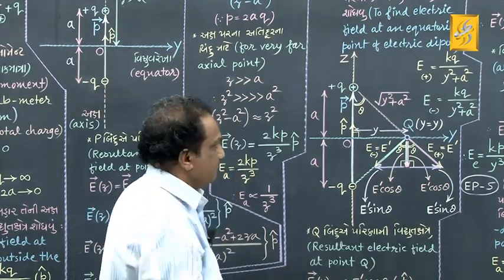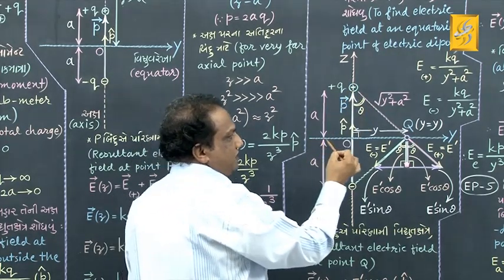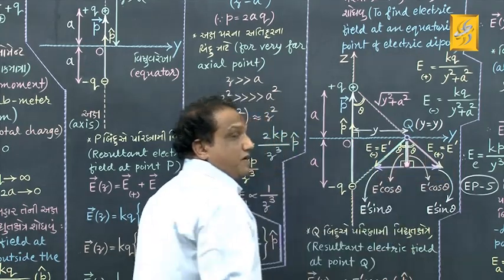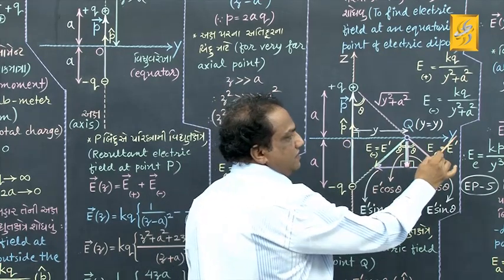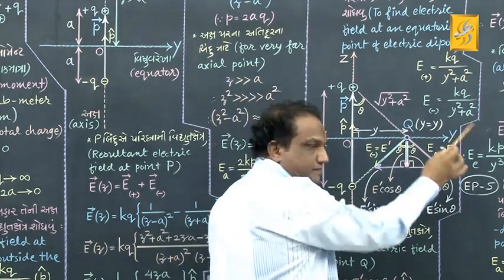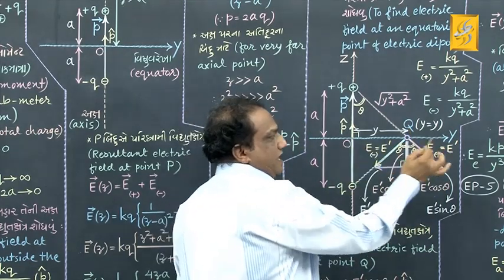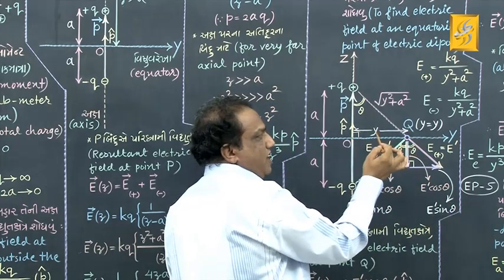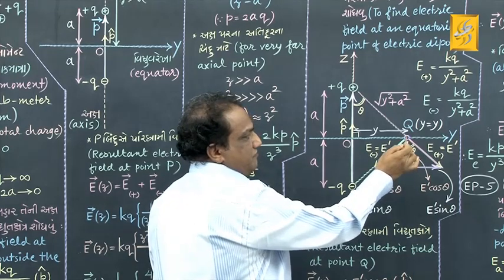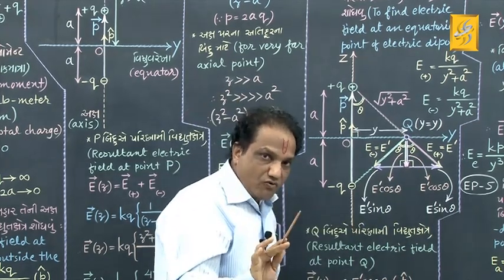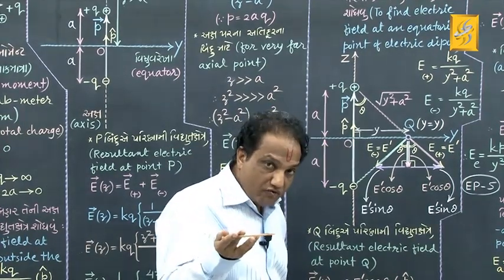Got it? Fine. Now, if this is the axis, then this is the perpendicular bisector for that axis. It is nothing but an equatorial line, and right now I just take that equatorial line as the y axis. Just select one point, say point Q, on this equatorial line, which is at distance small y from this origin. Now at this point, I would like to find out the electric field produced by the entire dipole. How would you find out?